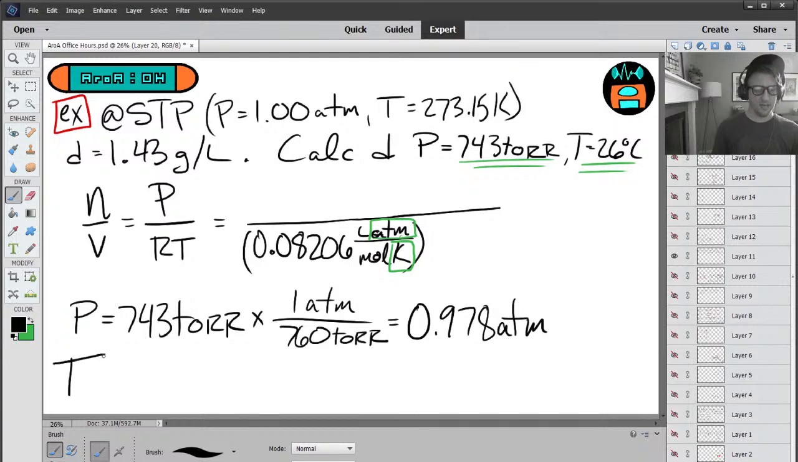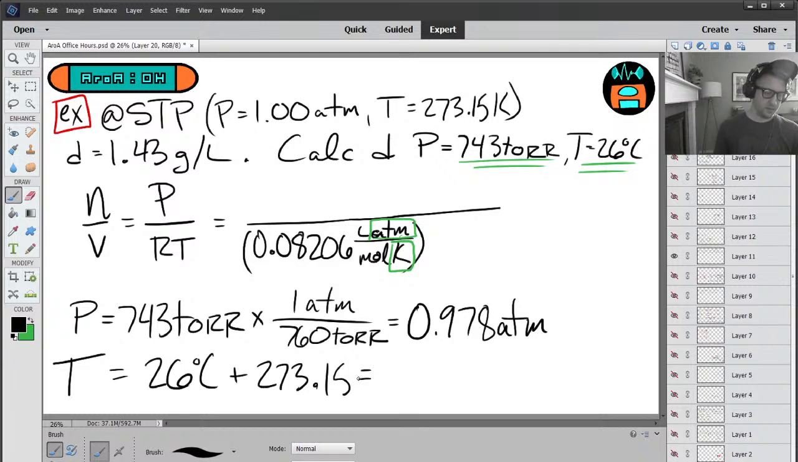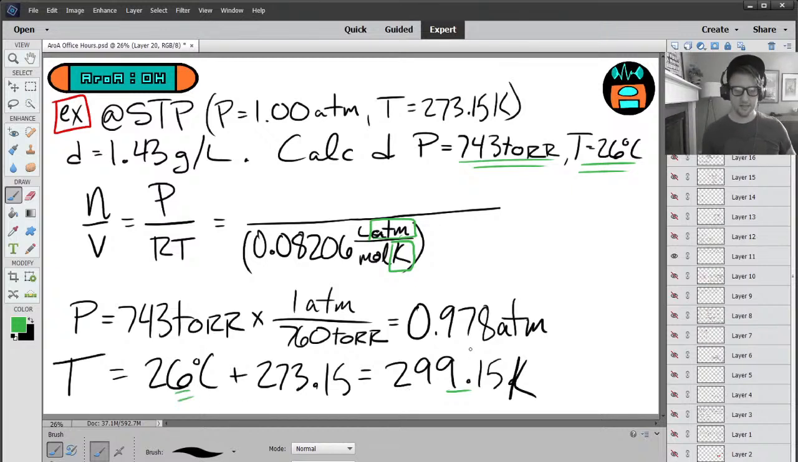atmospheres. And then our temperature, to convert from degrees Celsius to Kelvin, you add 273.15. So this is 299.15 Kelvin. The last sig fig here would be in the ones place due to our 26. Now with these numbers converted, we can punch them in.